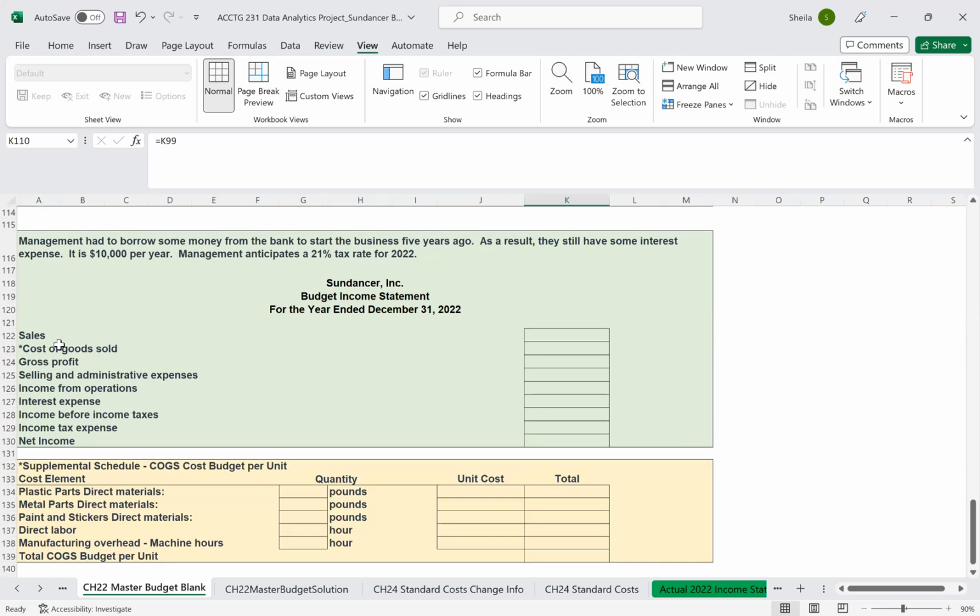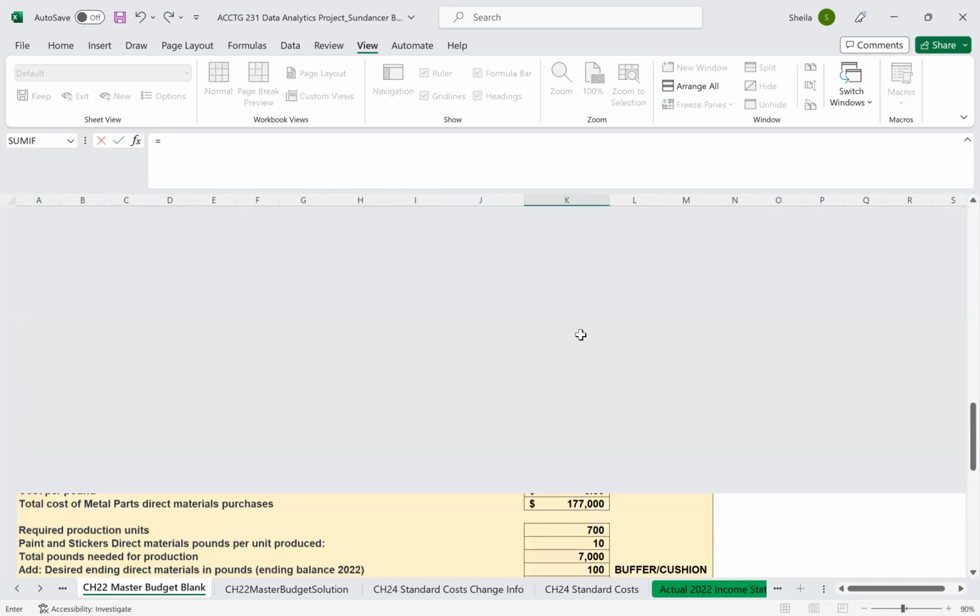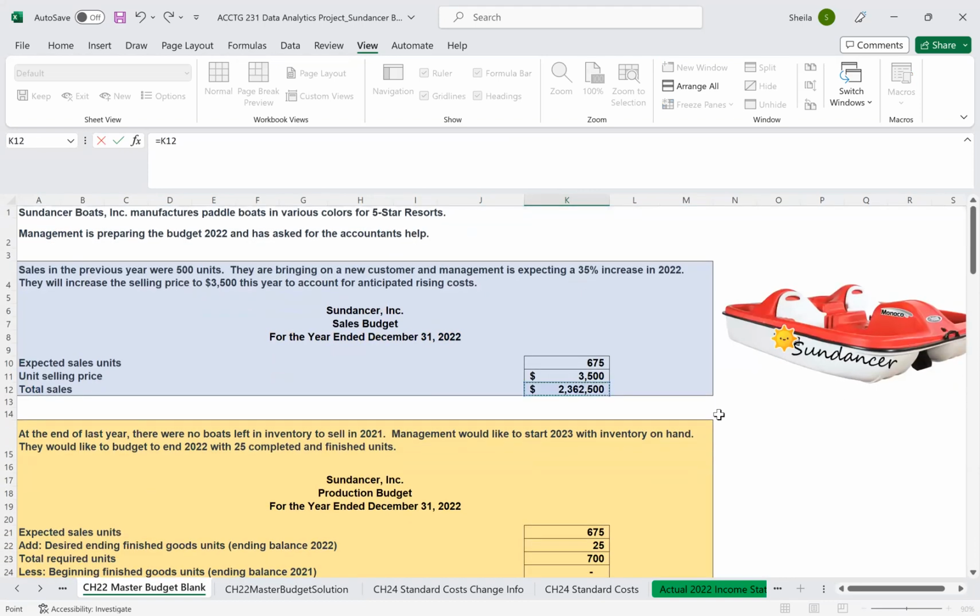Okay, so a couple of things. First of all, we're looking for the income statement. Reminder that the income statement is all of our revenues minus all of our expenses. So when we look at these blanks to fill in, sales, we've already calculated that. Our sales budget is way up here. Now remember, our sales budget is based off of 675 units. We did our production budget based on 700, but we're only planning to sell 675.